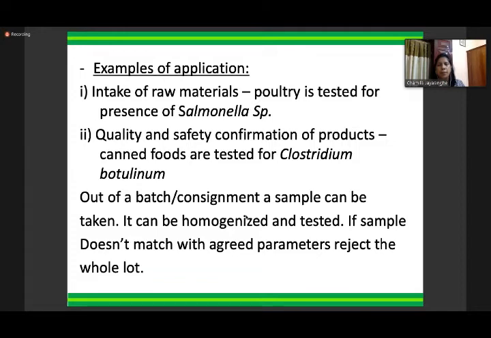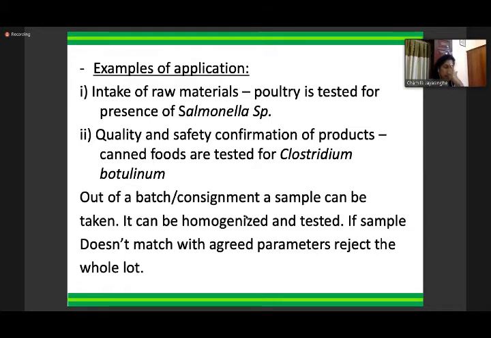In the case I mentioned, the sausage sample, they randomly take the sample and analyze. If the Salmonella is positive, they are not going to release the sample to the market. That means this is the acceptance or rejection test. If it is Salmonella free, they accept the sample and release it to the market. If not, they are not releasing the sample, right? Another example is quality and safety confirmation of products. Canned foods are tested for Clostridium botulinum. That is also the same.